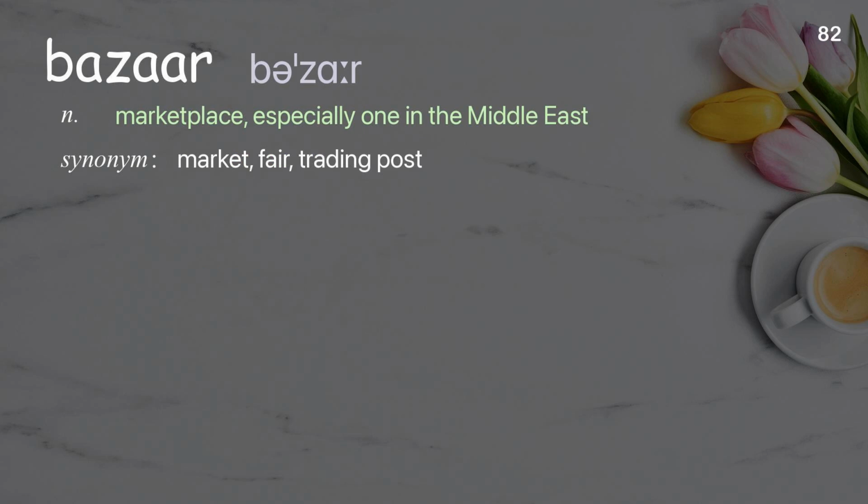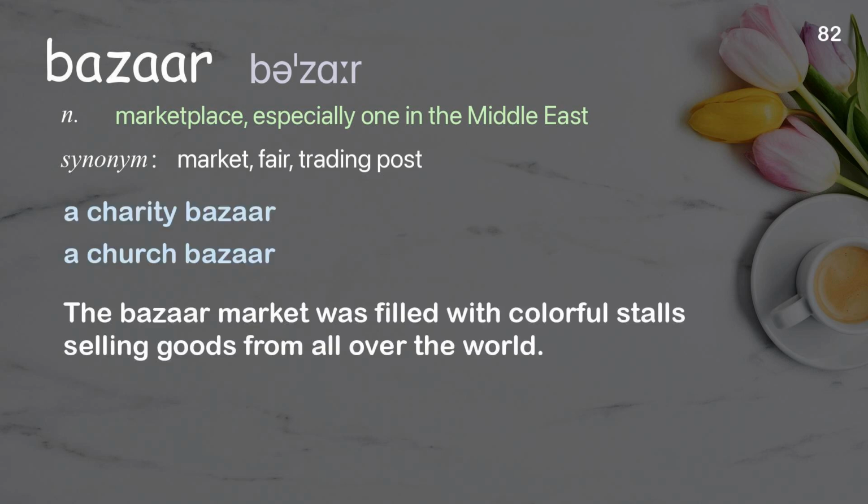Bazaar. Marketplace, especially one in the Middle East. Examples: A charity bazaar. A church bazaar. The bazaar market was filled with colorful stalls selling goods from all over the world.